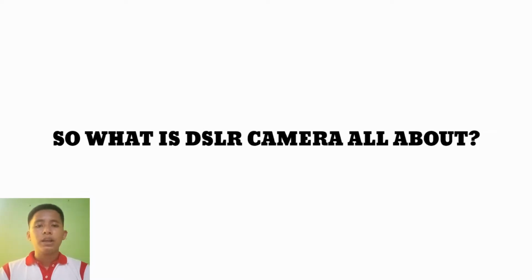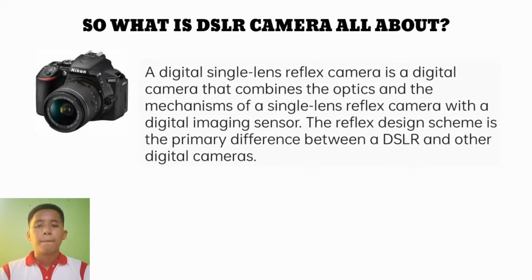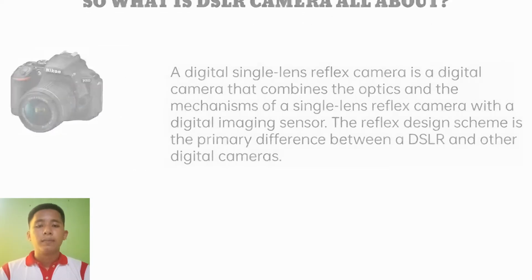So what is a DSLR camera all about? A digital single lens reflex camera is a digital camera that combines the optics and the mechanism of a single lens reflex camera with a digital imaging sensor. The reflex design scheme is the primary difference between a DSLR and other digital cameras.